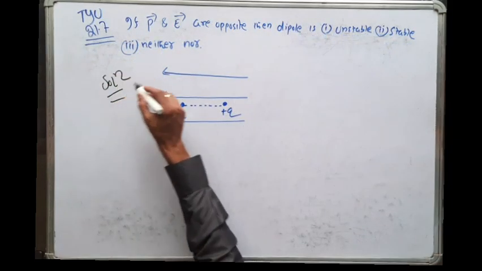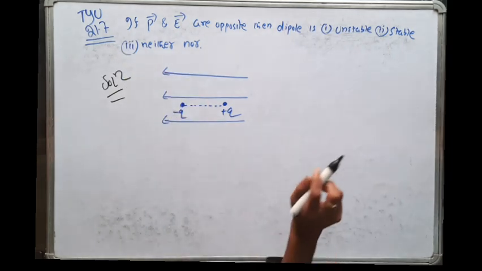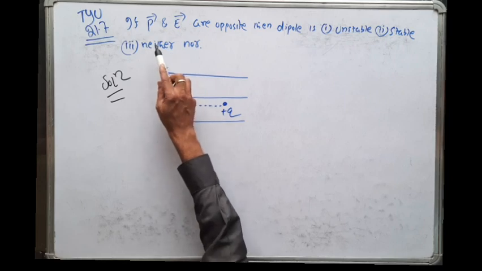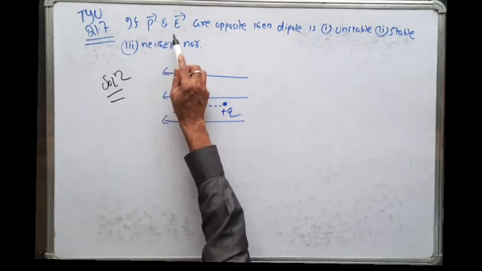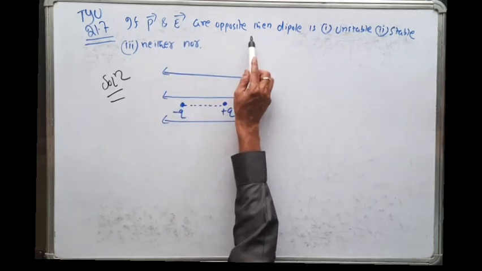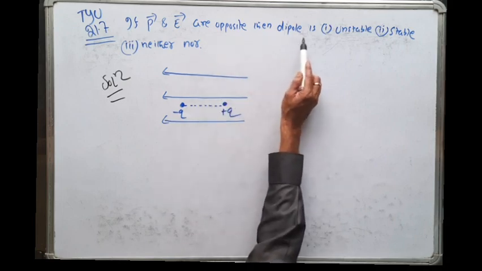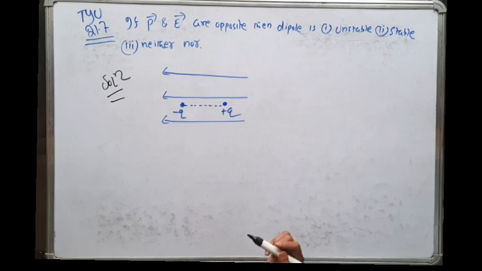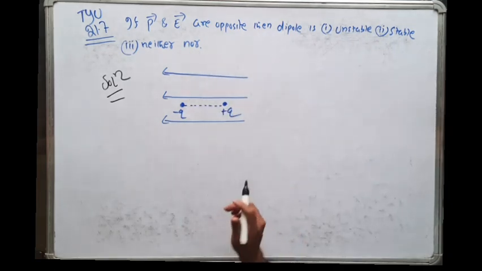So you see, test your understanding 21.7 of the book. Here the question is given: the dipole moment and electric field are opposite. If opposite, then is the dipole stable, unstable, or neither stable nor unstable? So we have to state what the answer is.